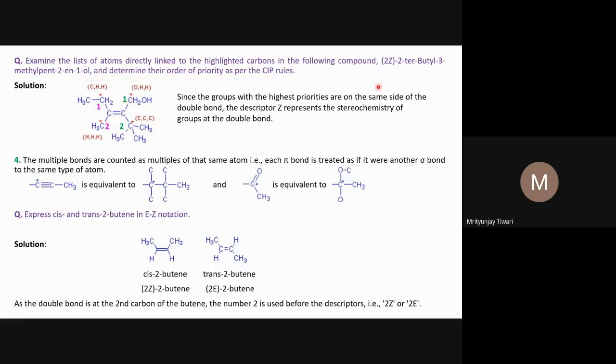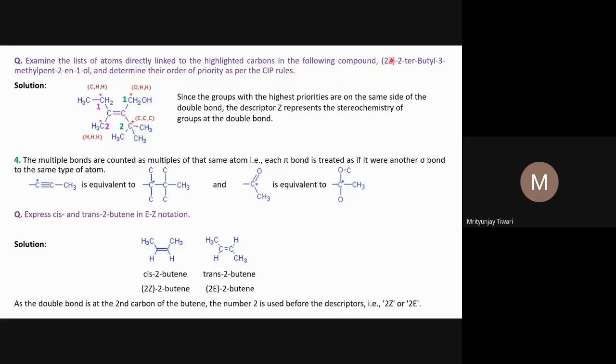So there is some error in the name of this compound, so I'll correct it later on. No, no, there is no error. This is butyl, this is tertiary butyl. This is absolutely correct, and this is pentyl. I forgot, I thought this is butane. So this is 2Z at the second position. Z isomer is there, Z geometrical isomerism is there.